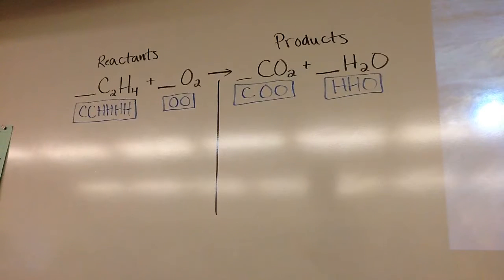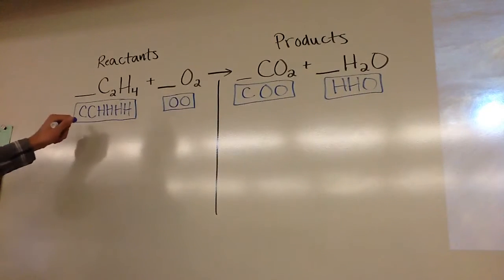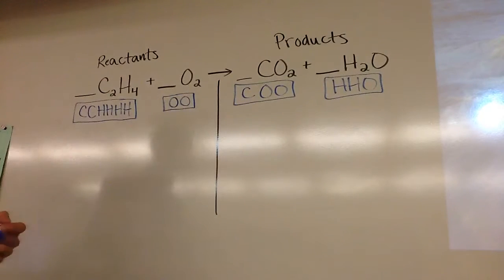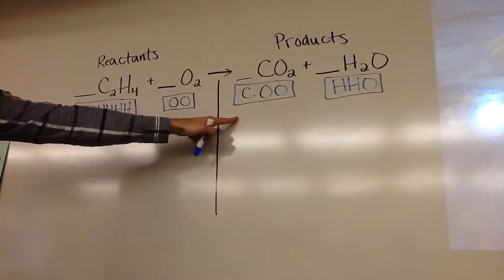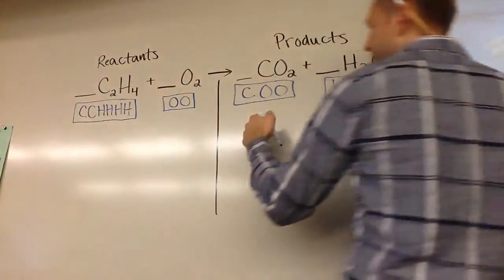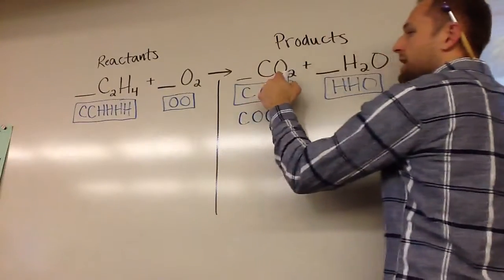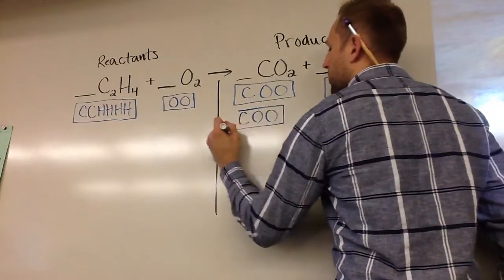So I always say start with anything except hydrogen and oxygen. Save hydrogen and oxygen for last. So in this case, the only other thing we have is carbon. So I'm going to look at the carbon. I have 2 carbons on the left and I have 1 carbon on the right. So where do I need more? I need more on the right here. So I'm going to add another CO2. I can't just add a carbon because I have to add it as CO2 again. I'm going to add the whole box again.